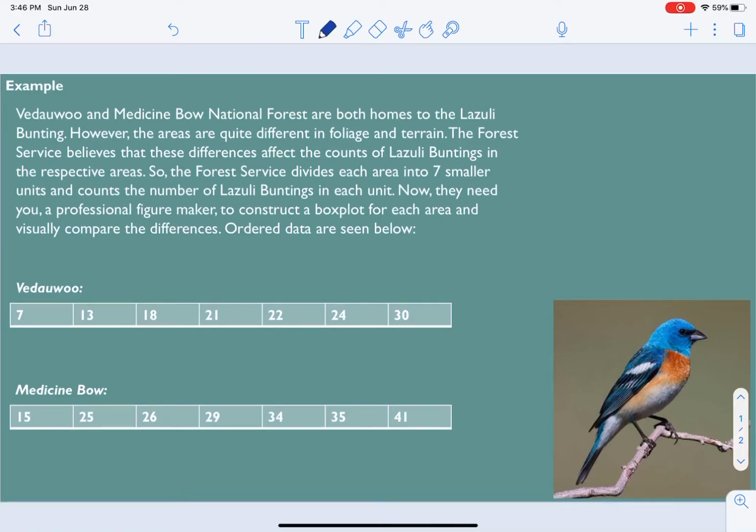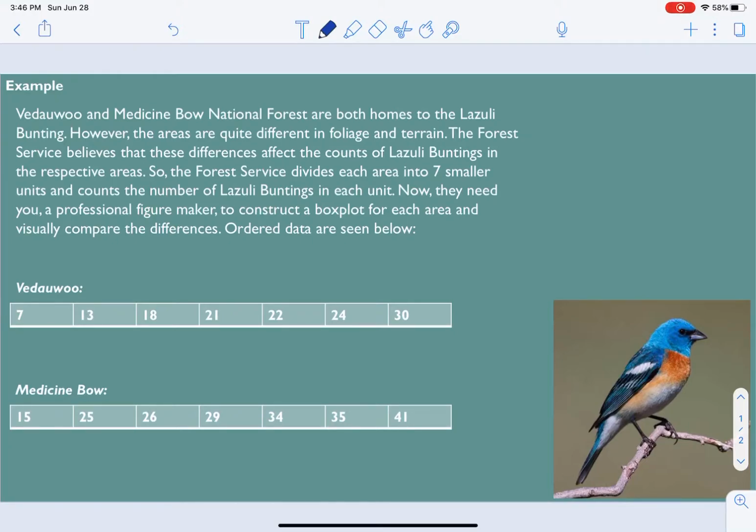All right, welcome back. So in this video, I'm going to try to keep it quick because the concepts are all the same. But instead of making one box plot, we're going to be making two, and we're going to be using these box plots to compare, in this case, two different forests. Okay, so easy enough. Easy enough.